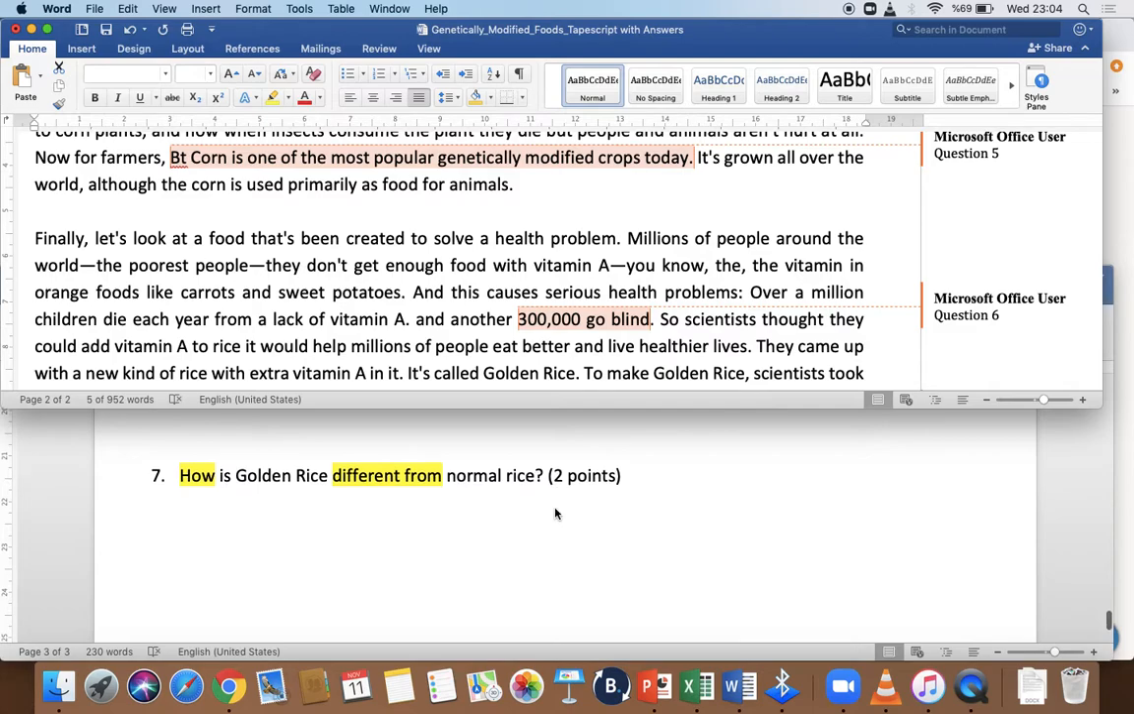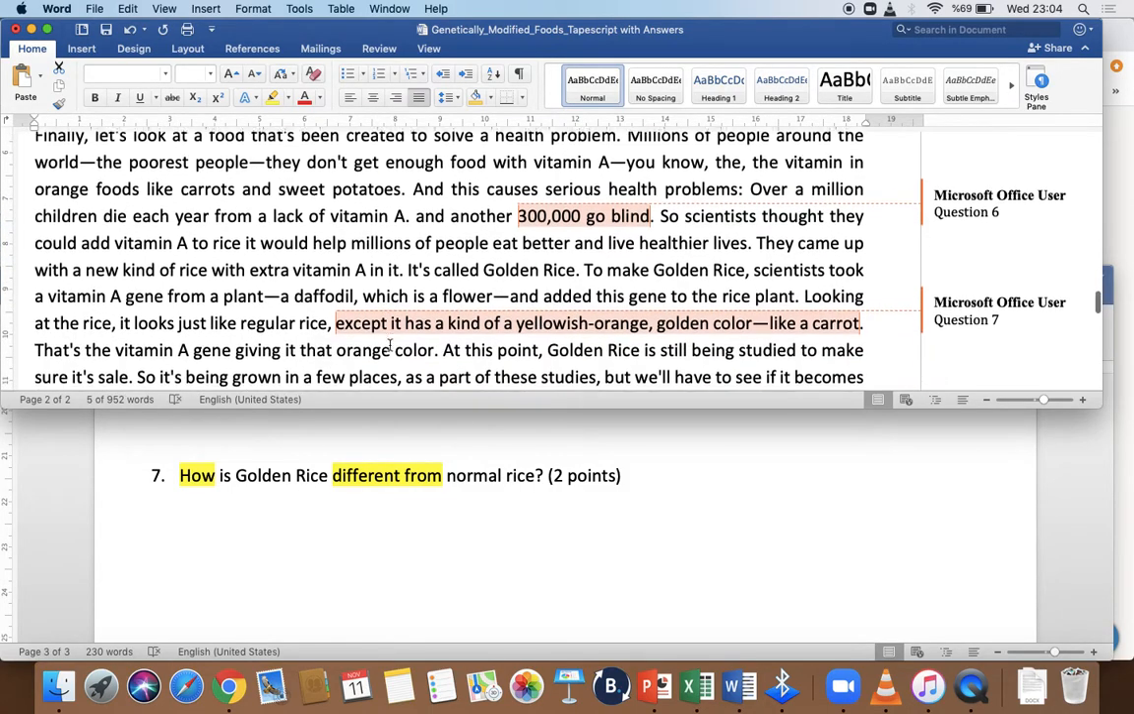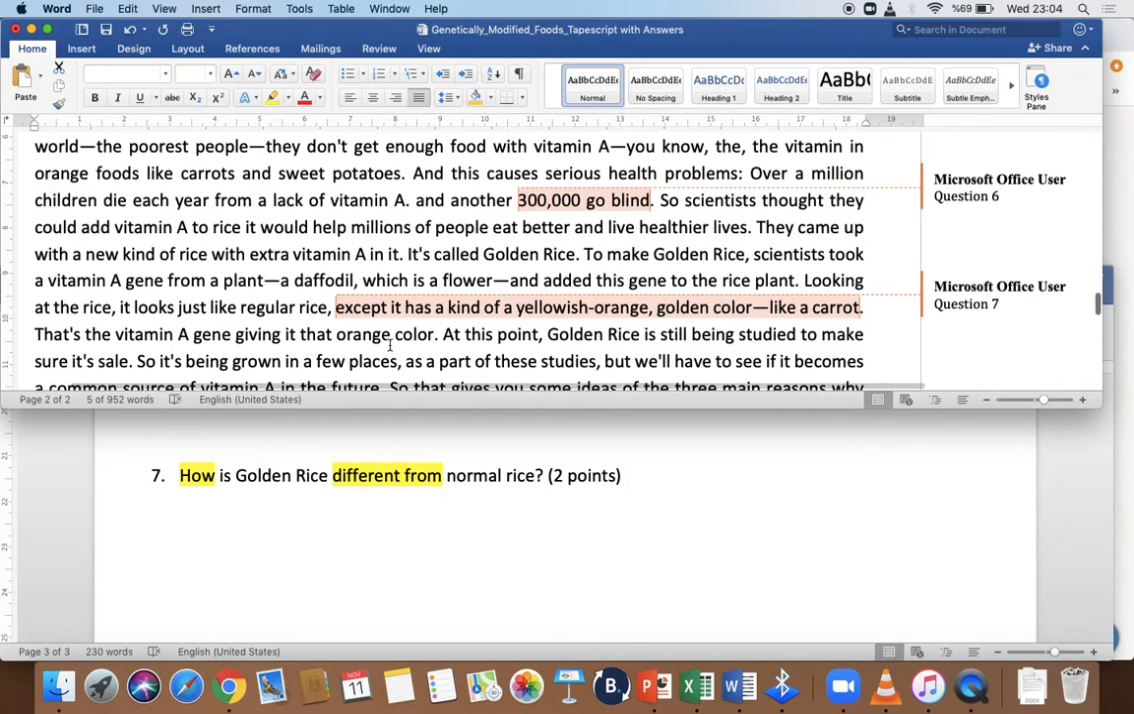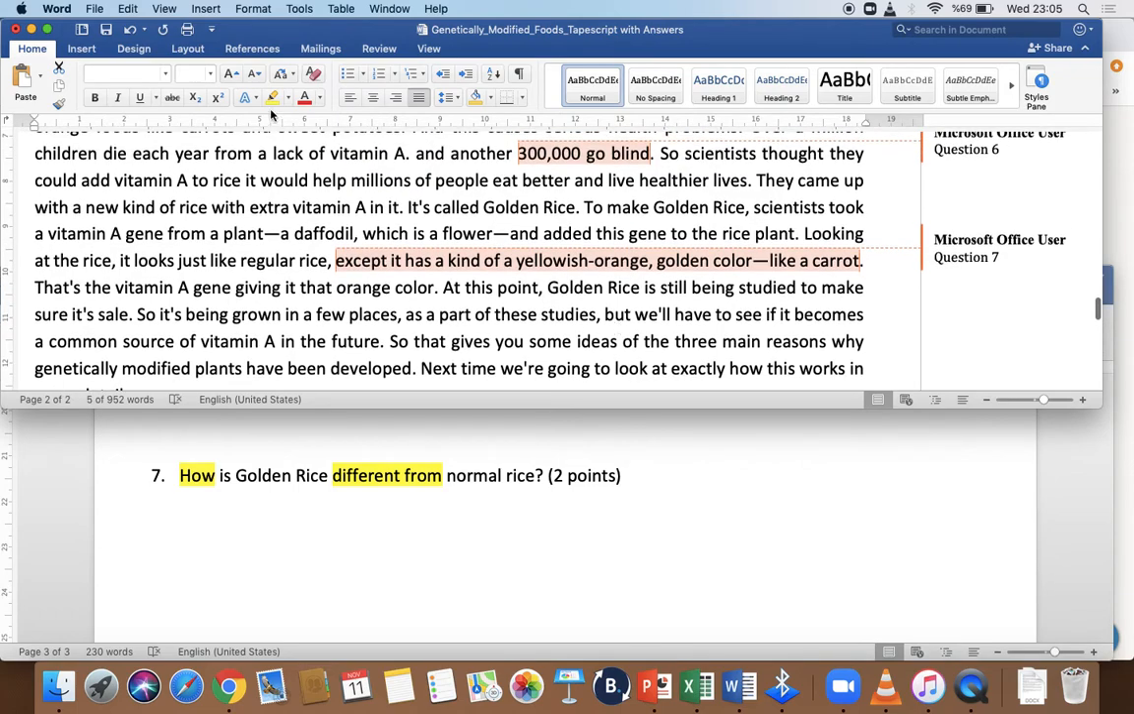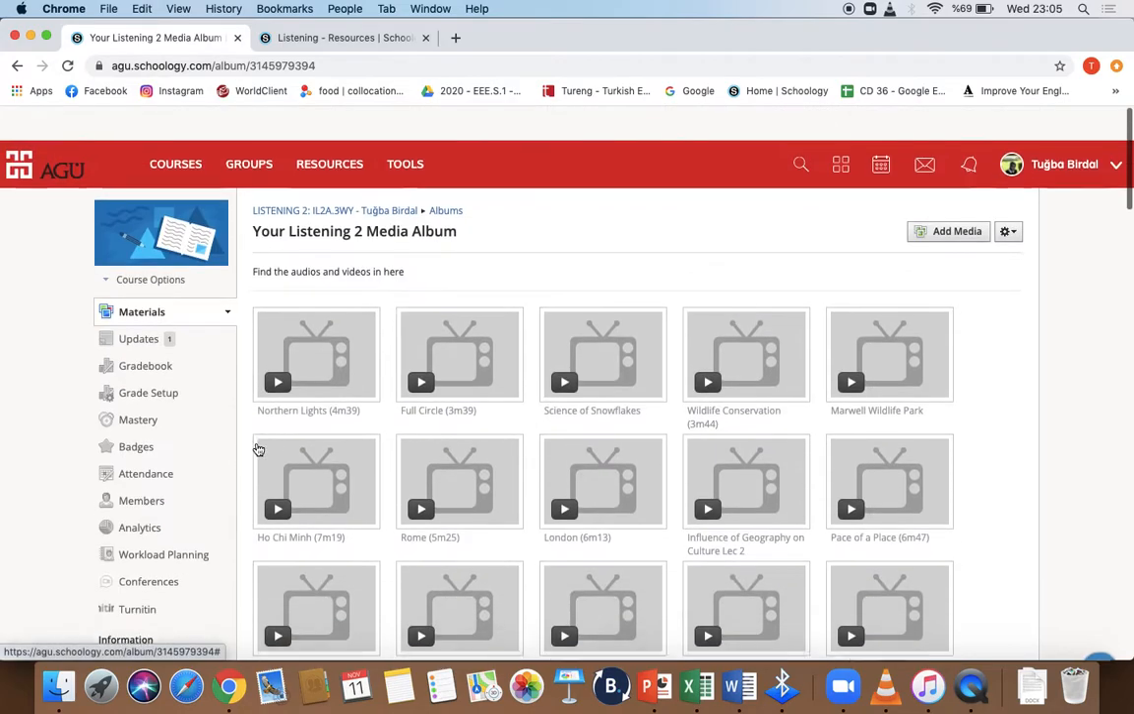And last question, how is golden rice different from normal rice? Golden rice is the last genetically modified food mentioned in the lecture. And as you see, it looks just like regular rice, except now we will see the differences. It has a yellowish orange golden color like a carrot. The difference is about the color actually. Okay, these are the answers for the questions. Now let's go back to our course page.